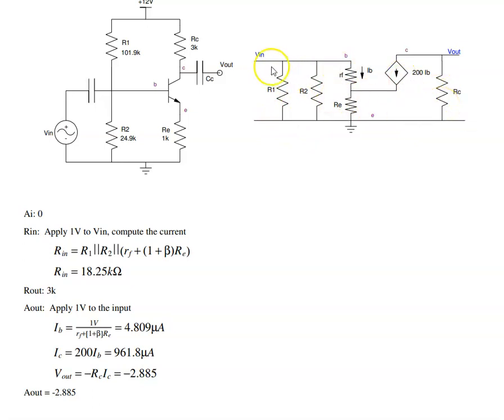The gain then, if I apply 1 volt in, this current is now smaller. The current now sees a resistance of RF plus (1 plus beta) RE, which becomes 4.09 microamps. IC is beta times that. The output voltage is RC times IC. So the gain is now 2.885. That's what the capacitor does at the emitter. That increases the gain from 2.8 to 116.